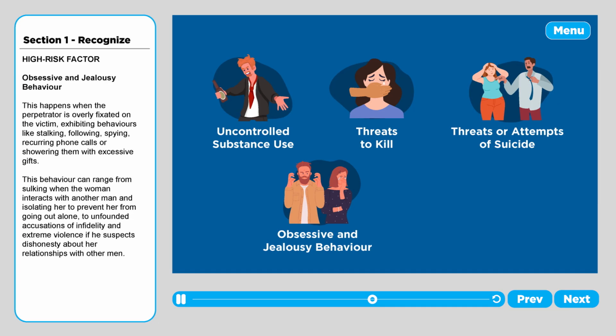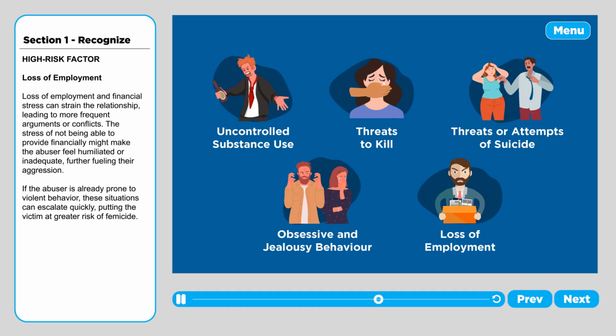Obsessive and jealous behavior. This happens when the perpetrator is overly fixated on the victim, exhibiting behaviors like stalking, following, spying, recurring phone calls, or showering them with excessive gifts. This behavior can range from sulking when the woman interacts with another man and isolating her to prevent her from going out alone, to unfounded accusations of infidelity and extreme violence if he suspects dishonesty about her relationships with other men.